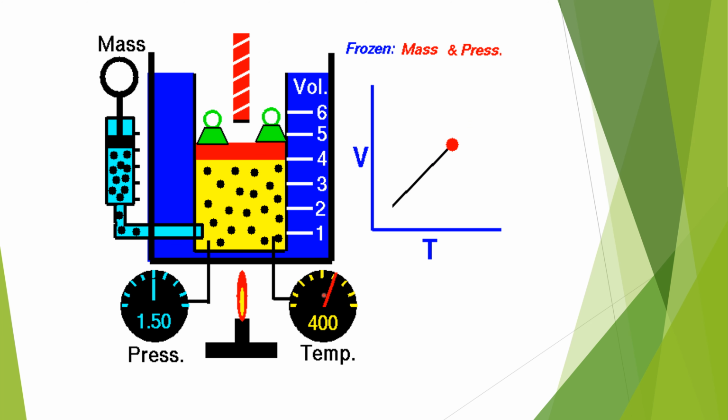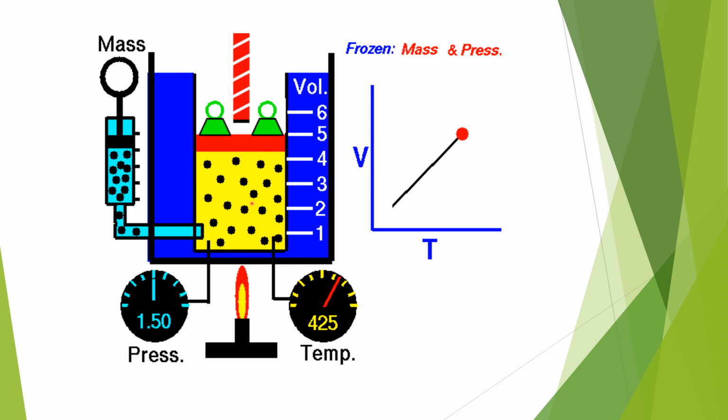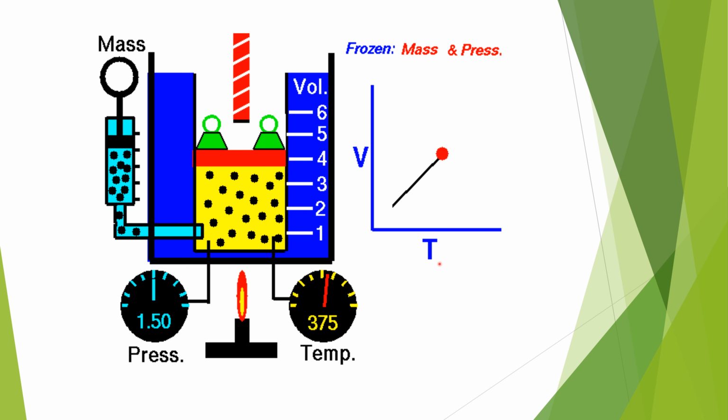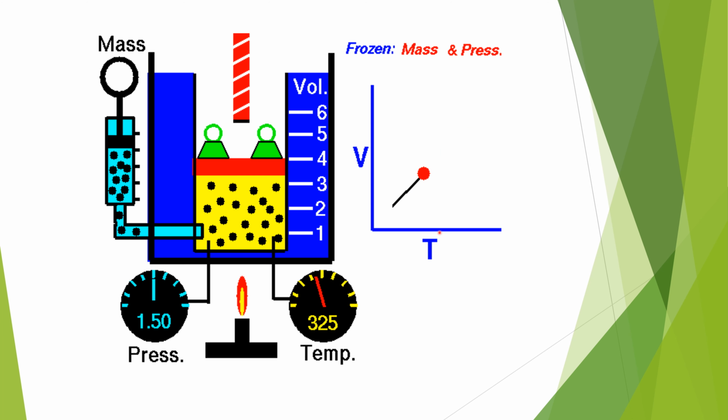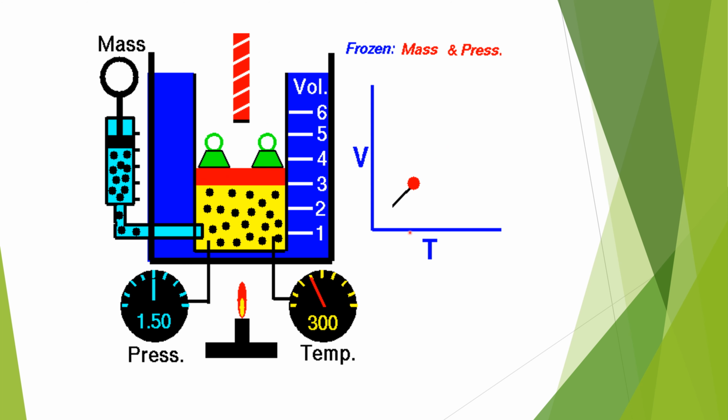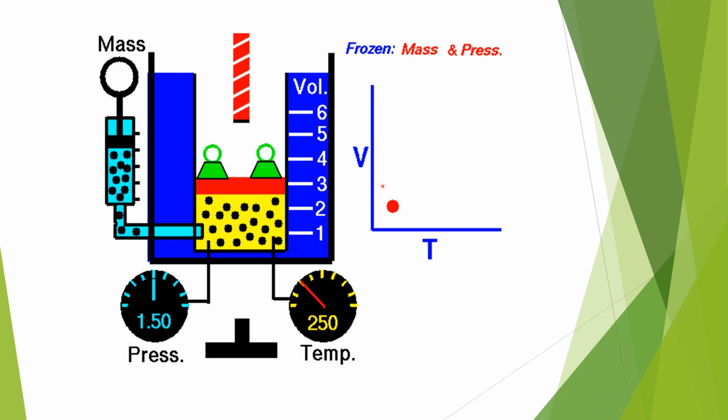Now if you increase the temperature, the gas will expand and its volume increases, and vice versa. If you decrease the temperature, the gas will compress and its volume decreases. So if you draw a graph between volume and temperature, such that temperature of the gas is along the x-axis and volume is on the y-axis, we get a straight line.